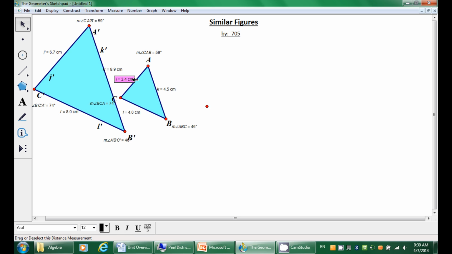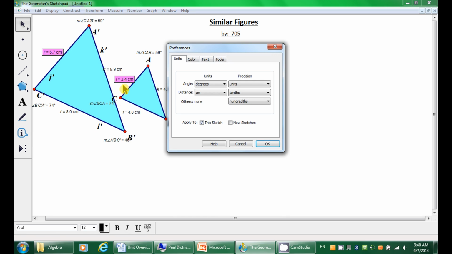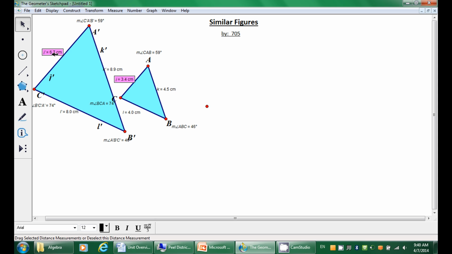Now in this case, 3.4 multiplied by 2 is not exactly 6.7. So there's got to be a reason why it didn't come out perfectly, and it's all because of our preferences. Because we changed the distance to tenths, it's always going to round to the nearest tenth. So this might actually be 6.78 or something. It just rounded it, okay? And then the same happened here. 4.5 multiplied by 2 should be 9, but this measurement must have been rounded.